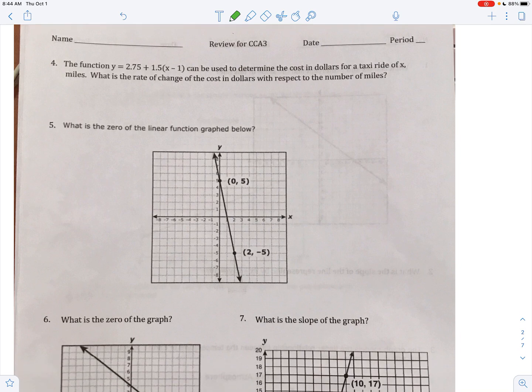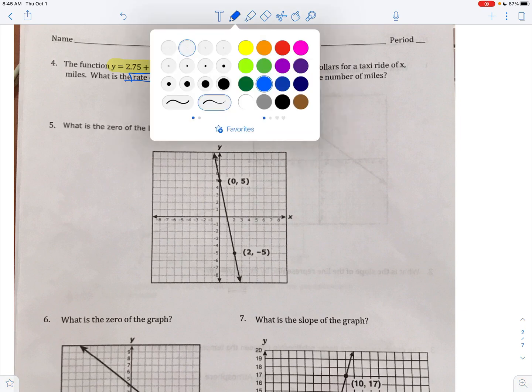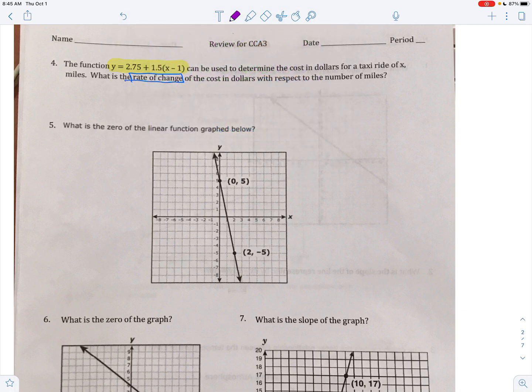For number 4, it says the function y equals 2.75 plus 1.5 times (x minus 1) can be used to determine the cost in dollars for a taxi ride of x miles. What is the rate of change of the cost in dollars with respect to the number of miles? Key word here, we're looking for the rate of change. Well, what's the information given so that we can find the rate of change? And that appears to be this equation right here. All right? And this is actually in point slope form.